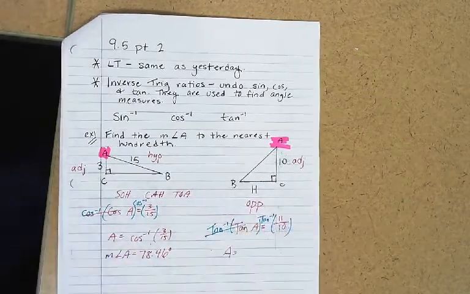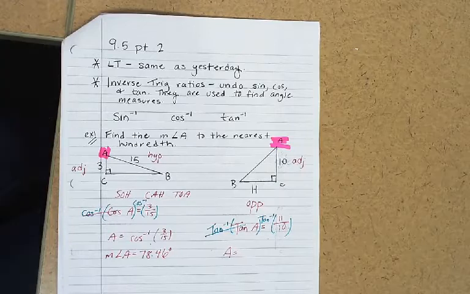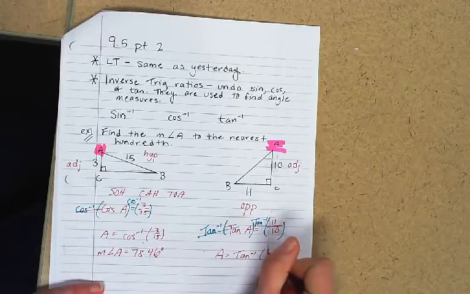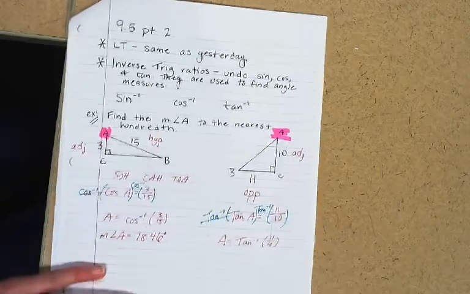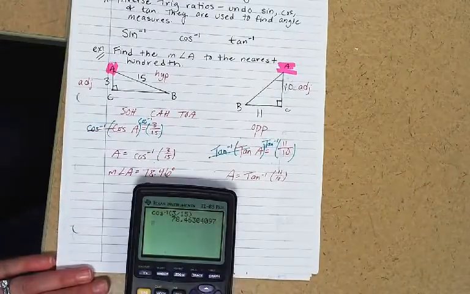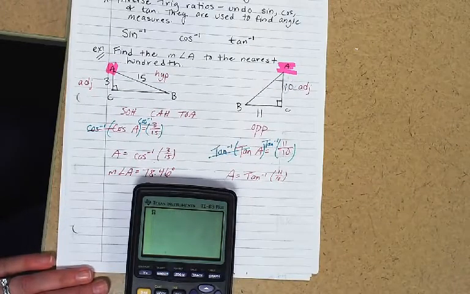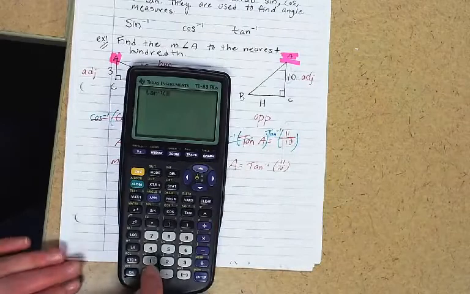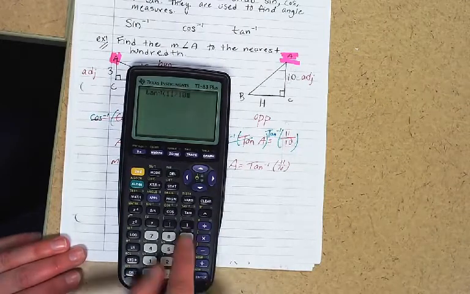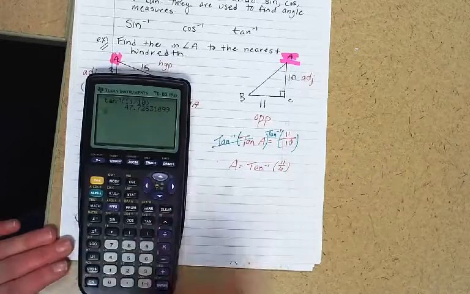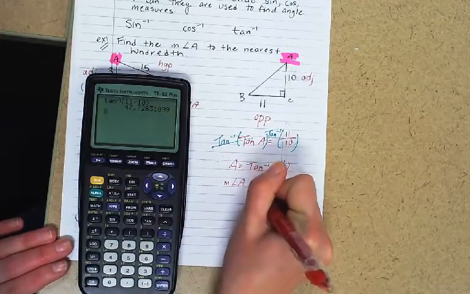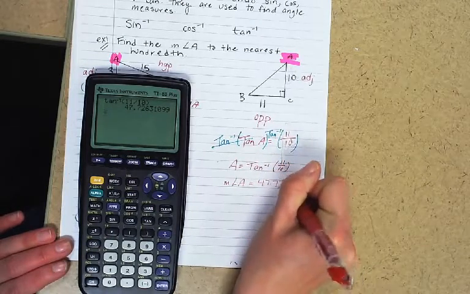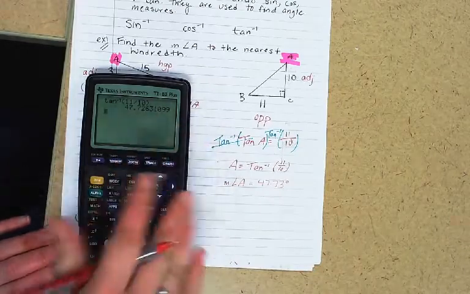And we get that angle A is going to be the tangent inverse of 11/10. Again, just a button on our calculator. I'm going to get my calculator, go second tangent, so that the tangent with the little -1 exponent shows up, and then do 11 divided by 10. We get that the measure of angle A is about 47.73 degrees, because it's 726.